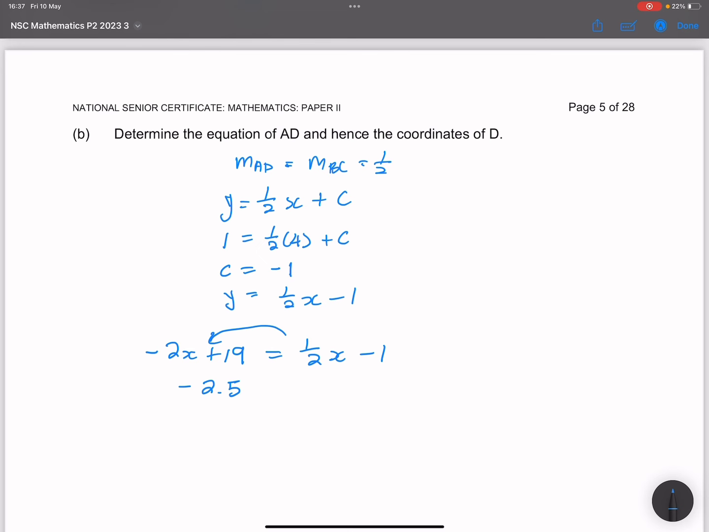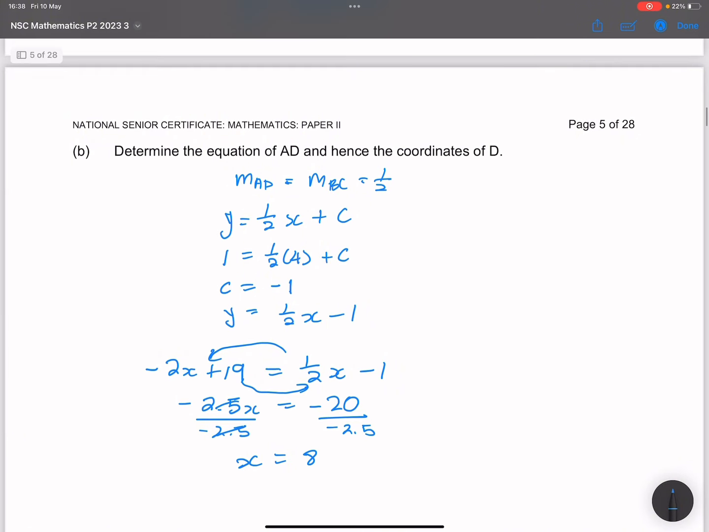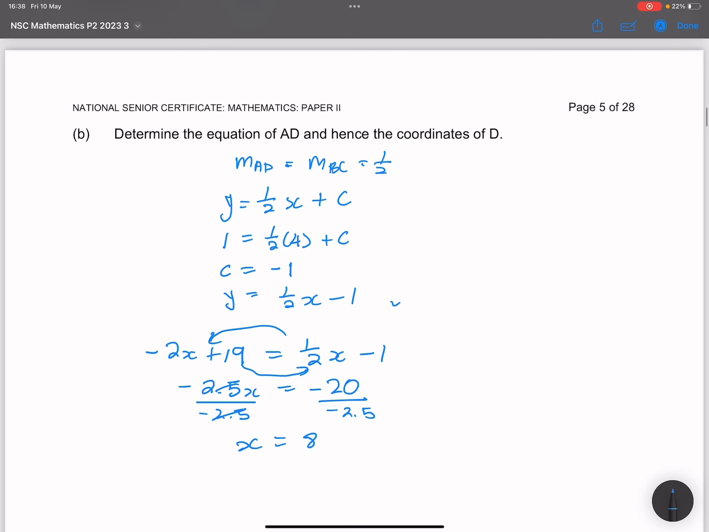-2.5x, and I take the 19 to the other side, that will be -1 - 19, so that will be -20. Okay, and if I divide both sides by -2.5, all right, so that will give us x is equal to 8, I believe. So in that case, x is 8.